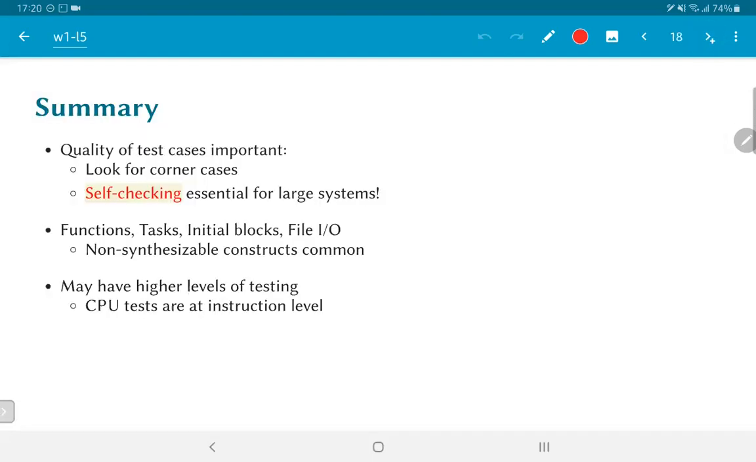Now, when you design something like a CPU, you may also have higher levels of testing. Rather than just testing the individual modules like adders or multipliers, most likely what you would need to do is apply instructions directly into the entire system and see whether all the parts of the CPU work together in order to execute those instructions and get the correct output behavior.